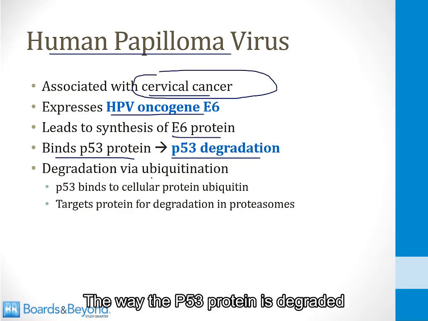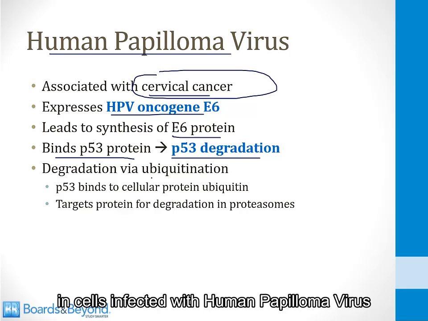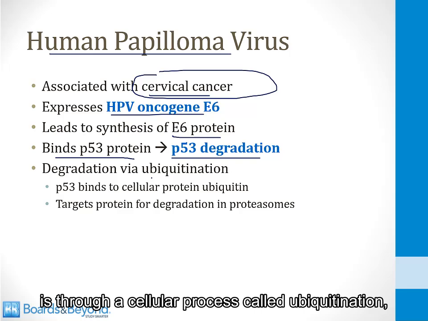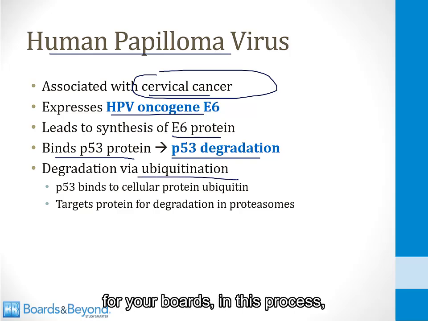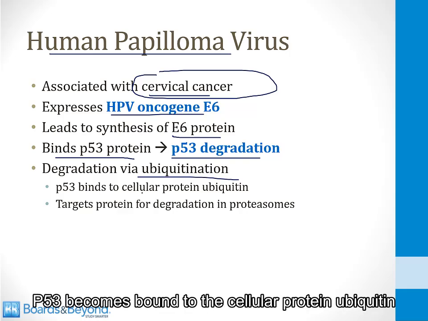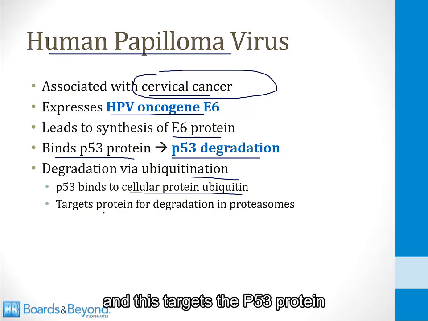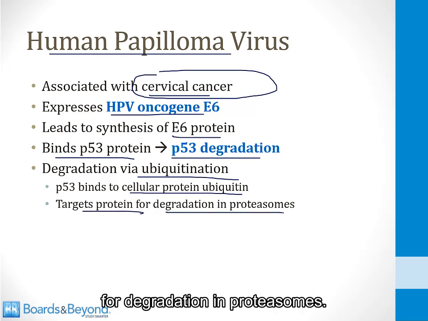The way the p53 protein is degraded in cells infected with the human papillomavirus is through a cellular process called ubiquitination. It's high yield to know this for your boards. In this process, p53 becomes bound to the cellular protein ubiquitin, and this targets the p53 protein for degradation in proteasomes.